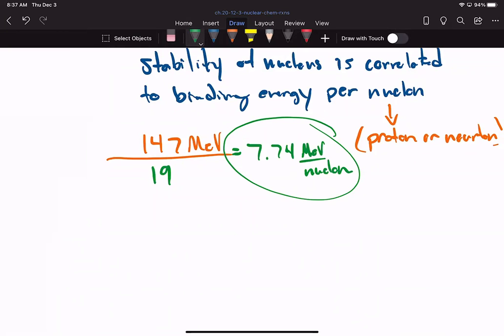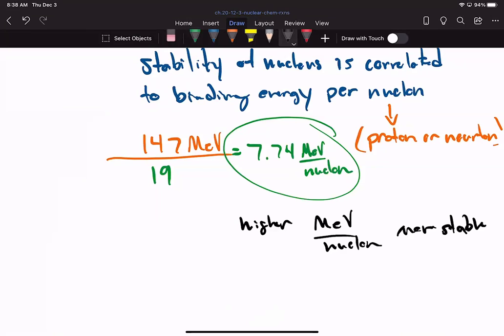And I need to show you the, I'm going to write that before I switch to this page here. The higher this ratio is per nucleon, the more stable. The higher that value is, the more stable they are. And we tend to see this in higher mass elements.